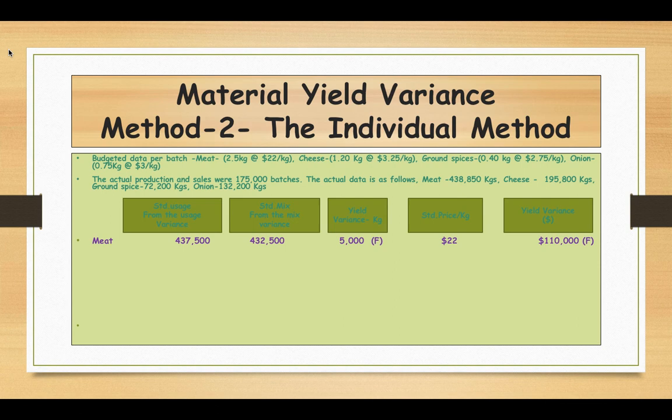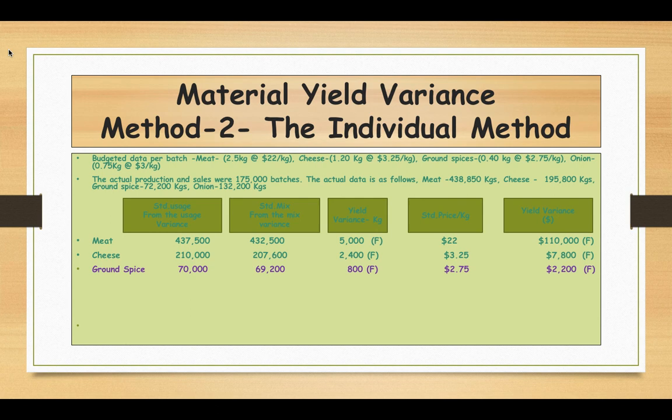Then the standard price per kilogram is $22. So the yield variance is $110,000 favorable. If you look at the cheese, again, the standard usage, you can get it from the usage variance, 210,000 kgs. The standard mix of actual quantity, as we mentioned, we can get it from the mix variance calculation. So the difference is 2,400 kgs favorable, times it by 3.25, you get $7,800 favorable.